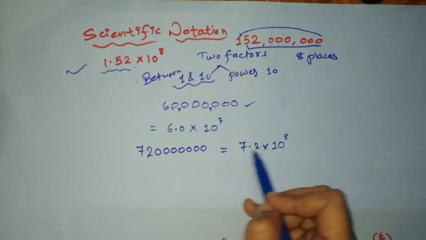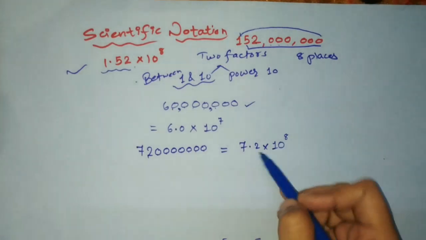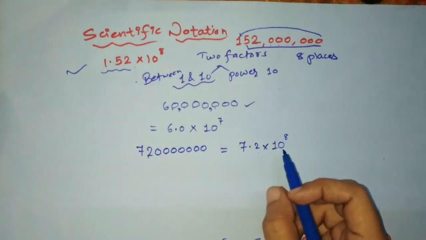These two are similar ways of writing the same number. One is the larger number, the other is scientific notation, which contains two factors: one is a power of 10, another is a number between 1 and 10. Hope you have understood it.